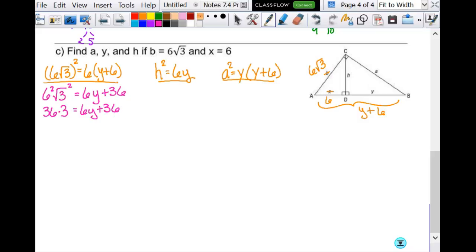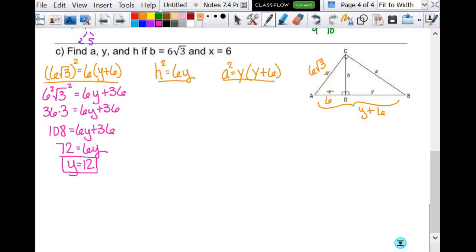Okay, so 36 times 3. 3 times 30 is 90. 3 times 6 is 18. So this is 108 equals 6y plus 36. So then when I subtract 36 from both sides, think about what you get. I get 72. That's equal to 6y. So y is equal to 12.